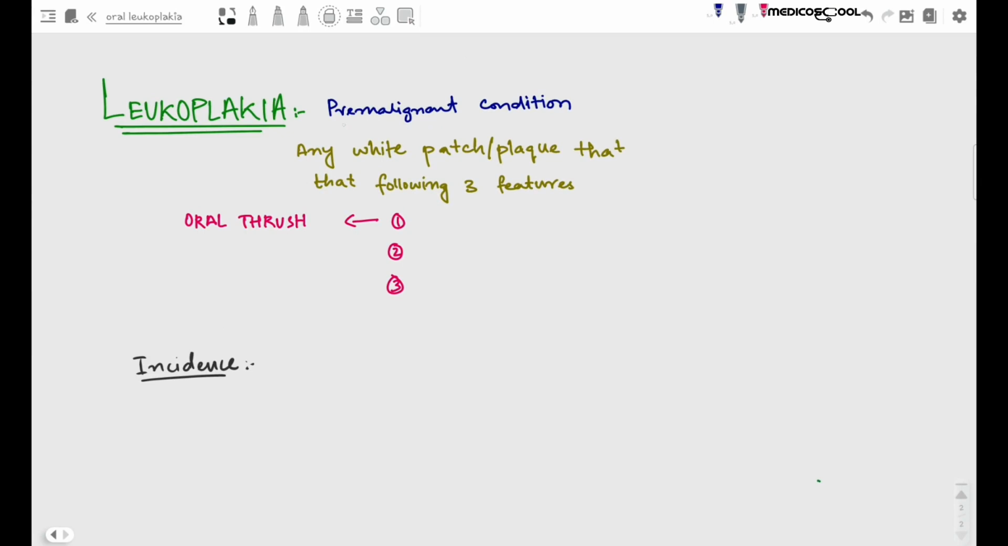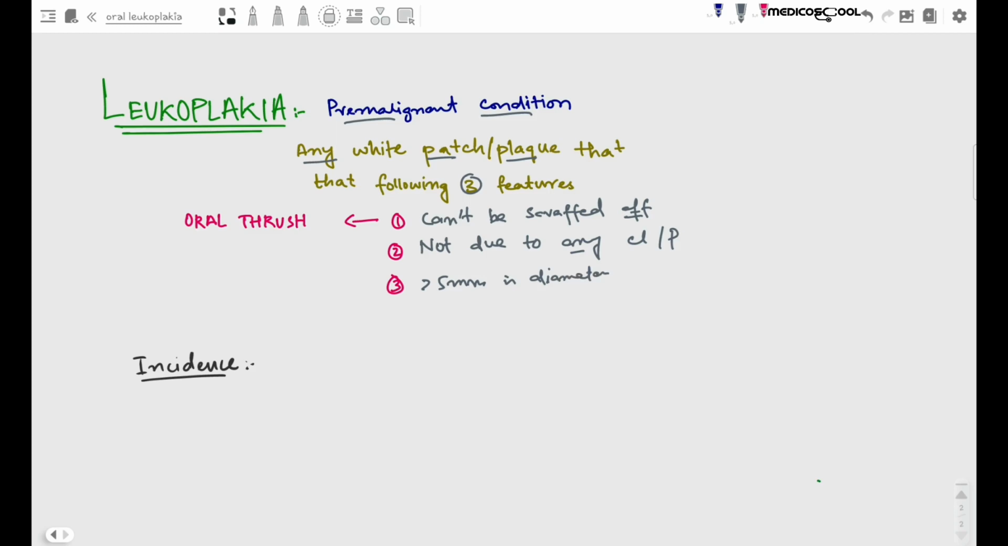So what is leukoplakia? It is a pre-malignant condition and it can be defined by the WHO as any white patch or plaque that has the following three features. Number one, it cannot be scraped off. The second one, that it is not due to any other clinical or pathological disease. And the third one, it is greater than 5 millimeter in diameter.